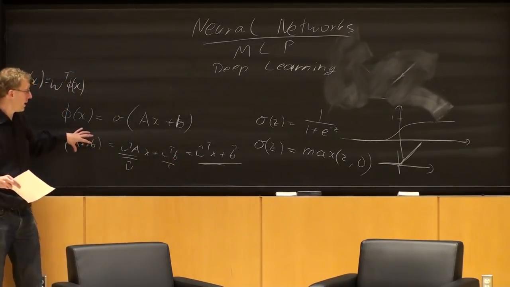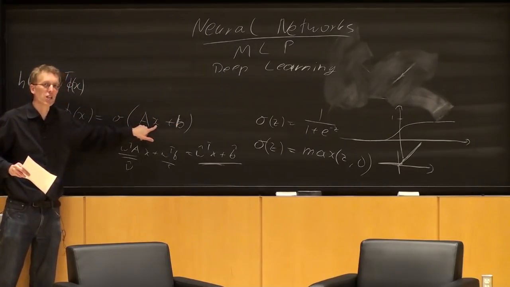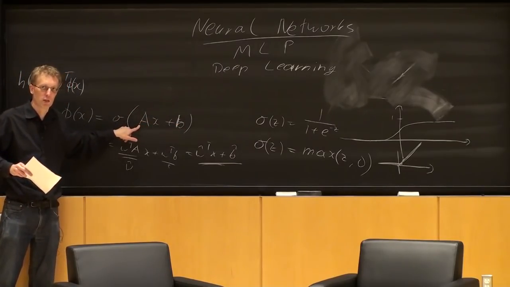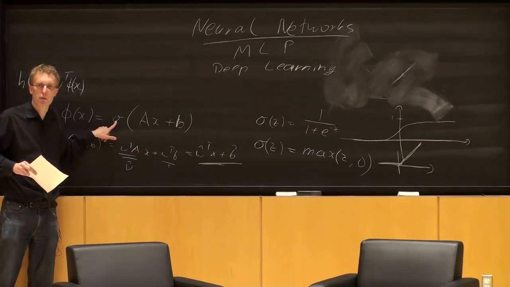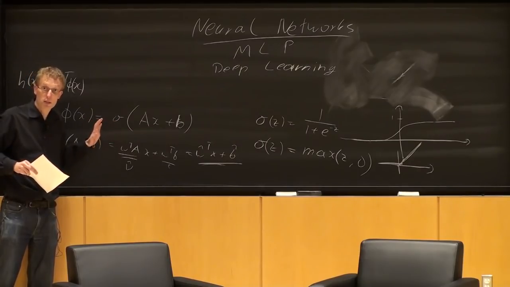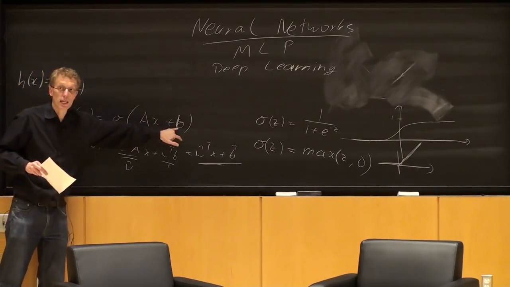So the trick of neural networks is you have some affine transformation, which is very, very general, just a multiplication with a matrix. That's it. And then you have some very simple function that sets everything that's negative to zero. And that's all there is going on. And when you learn it, you learn W, and you learn A, and you learn b at the same time.